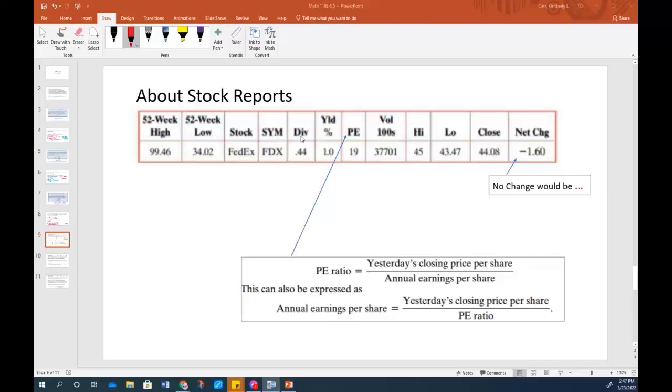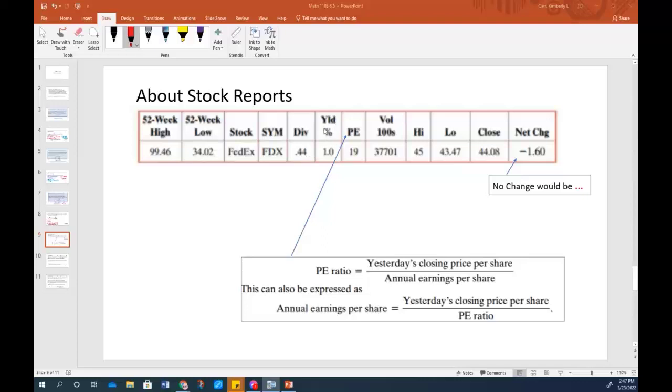The heading DIV refers to dividends that get paid per share to stockholders during the past year. So FedEx paid a dividend of 44 cents per share to stockholders during the past year. Now, they don't put the dollar symbol in the table. You didn't see it over here on the left. They don't put it here. They're just making it as short as possible. But if you owned 100 shares of stock, that meant you would have gotten paid a dividend of $44.